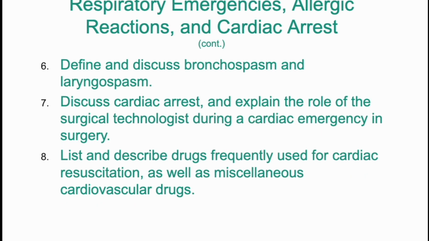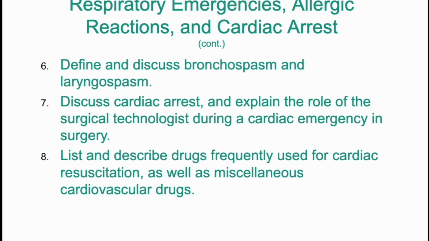But that's not it. As STs, it is so important for us to understand and address critical emergencies that may arise during surgery. Recognizing and managing things like bronchospasms and laryngeal spasms are so important for ensuring the patient's airway remains secure. We also have to understand the protocols for cardiac arrest, and knowing our role during a cardiac emergency just helps us to support the surgical team effectively in life-saving interventions.